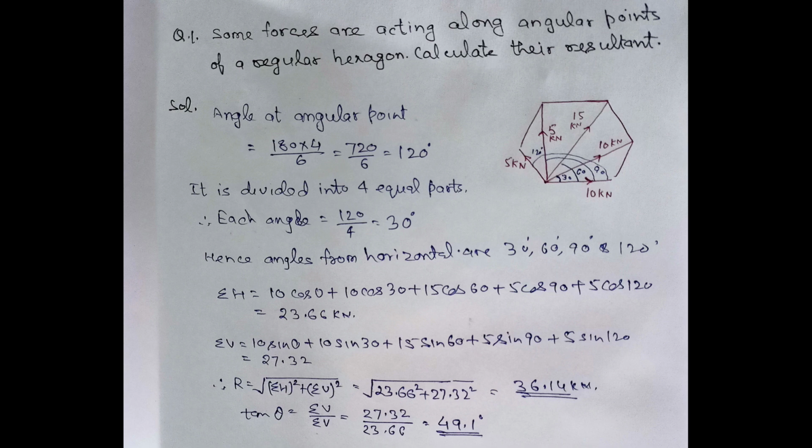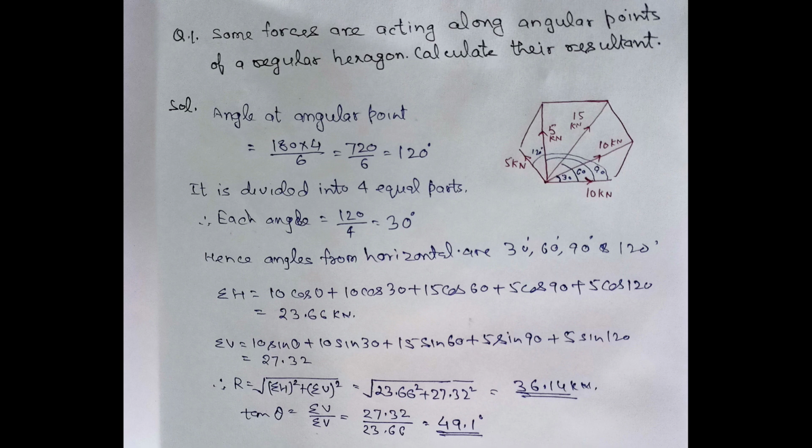Now this 120 degree angle is equally divided in 4 parts. So angle of each part will be 120 by 4, that is 30 degree. So the angles of these forces with horizontal will be 30 degree, 60 degree, 90 degree and 120 degree. Now we will resolve these forces.